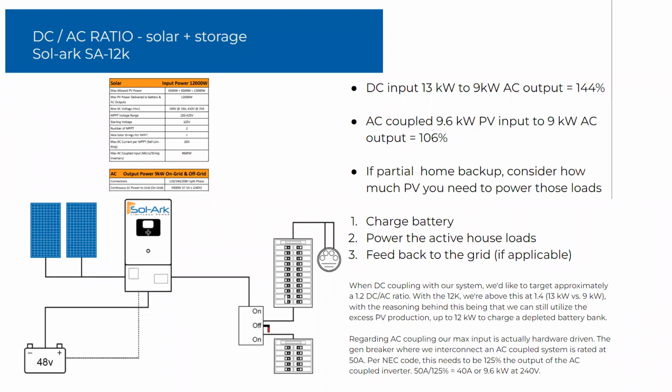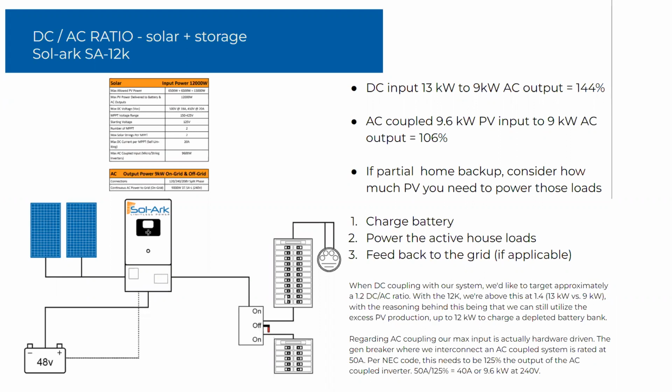The AC coupling PV maximum is not because of this DC-AC ratio. Instead, it's because of the breaker. So the AC coupled breaker input is 50 amps. That's just the size of the hardware in order to add AC coupled PV into our Solarc inverter. Because of this 50 amp limitation and the 120% overcurrent protection rule, 9.6 kilowatts is our limit. So if we were AC coupling 9.6 kilowatts of PV onto our 9 kilowatt AC output, we're only at 106% oversizing. So that's a little bit closer.